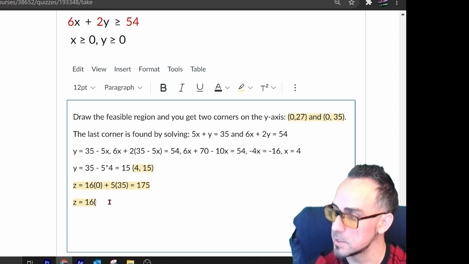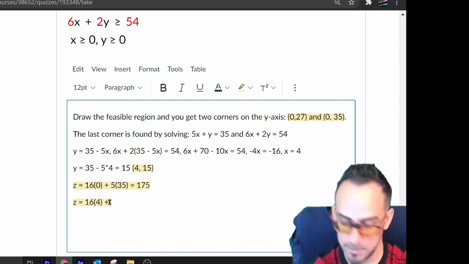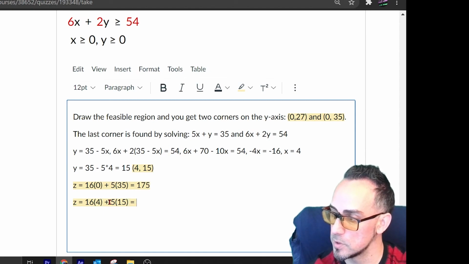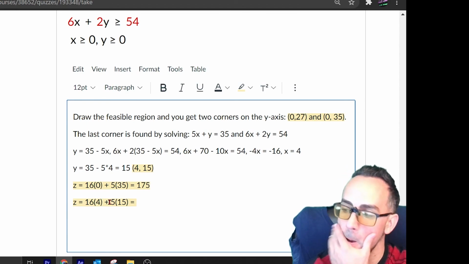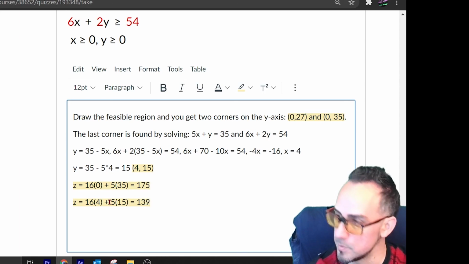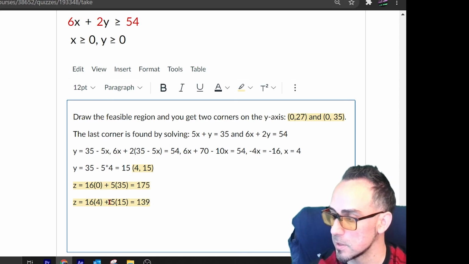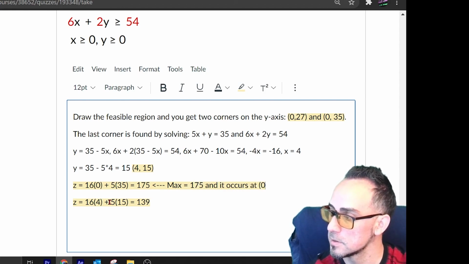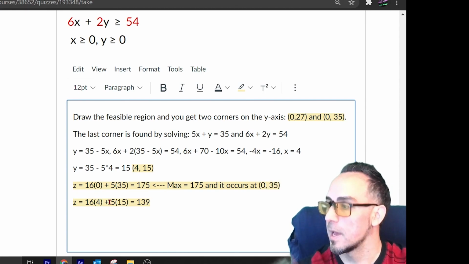So I'm going to say 16 times 4 plus 5 times 15. If I do that, I get 64, and then 75, 64 and 75, that's 139, maybe 139, could be wrong, but that's not the max. Looks like 175 is the max. We got it. So we say max equals 175, and it occurs at (0, 35). And that is the end.